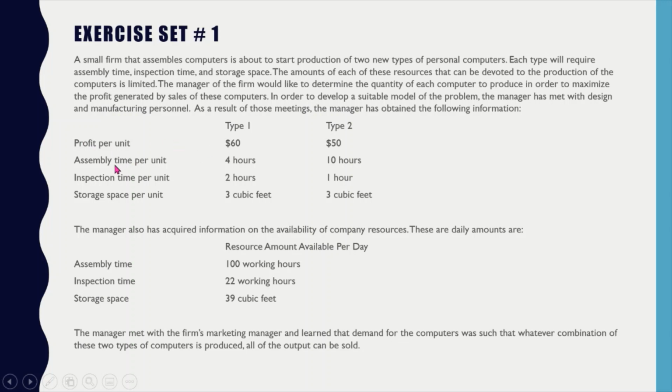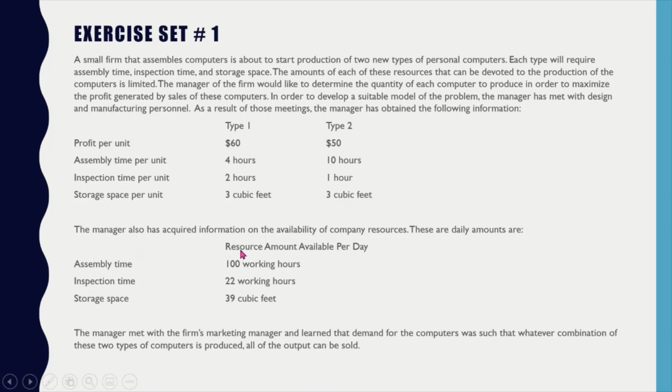The profit per unit, assembly time, inspection time, and storage space per unit. For type 1, we have $60, assembly 4 hours, 2 hours for inspection, and 3 cubic feet of storage space. Type 2 has the same storage space, but the profit is less than that of type 1, which is 50. But it has longer hours compared to our assembly time. And we have only 1 hour for type 2.